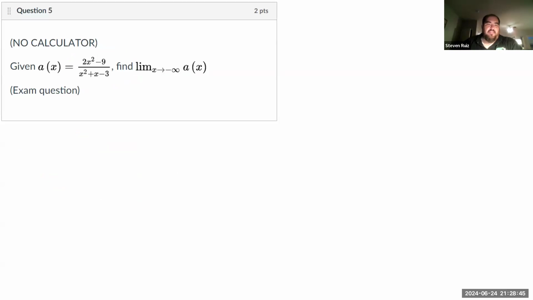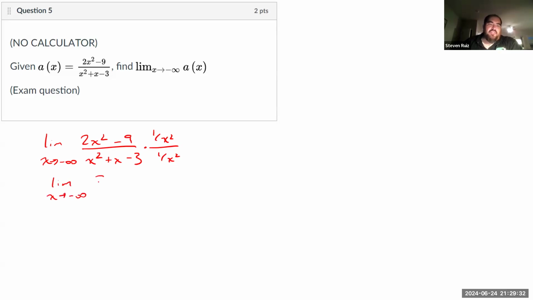Moving on, how about this here? So most of the limits we look at, we care about what happens as x approaches some real number. Now we want to know what happens as x approaches negative infinity. So as x gets arbitrarily small, arbitrarily negative. So let me rewrite the limit we're looking at. The limit as x goes to negative infinity of 2x squared minus 9 over x squared plus x minus 3. I'm going to do some rewrites here. I'm going to basically divide both numerator and denominator by x squared, or multiply by 1 over x squared. What does that do for me?